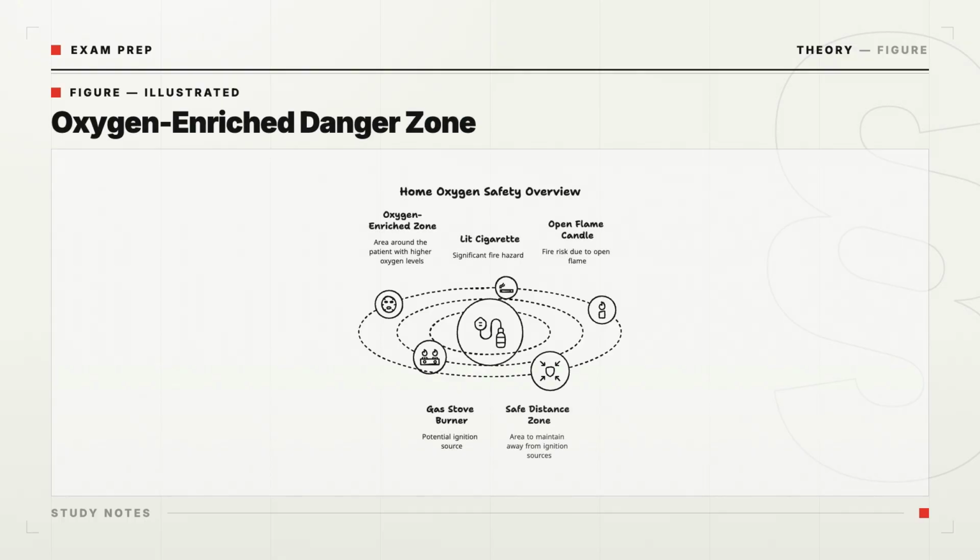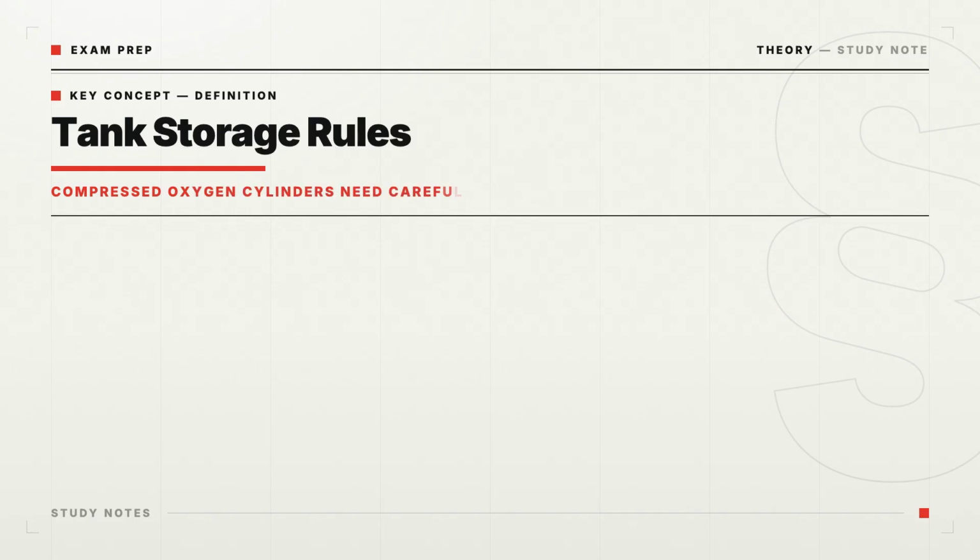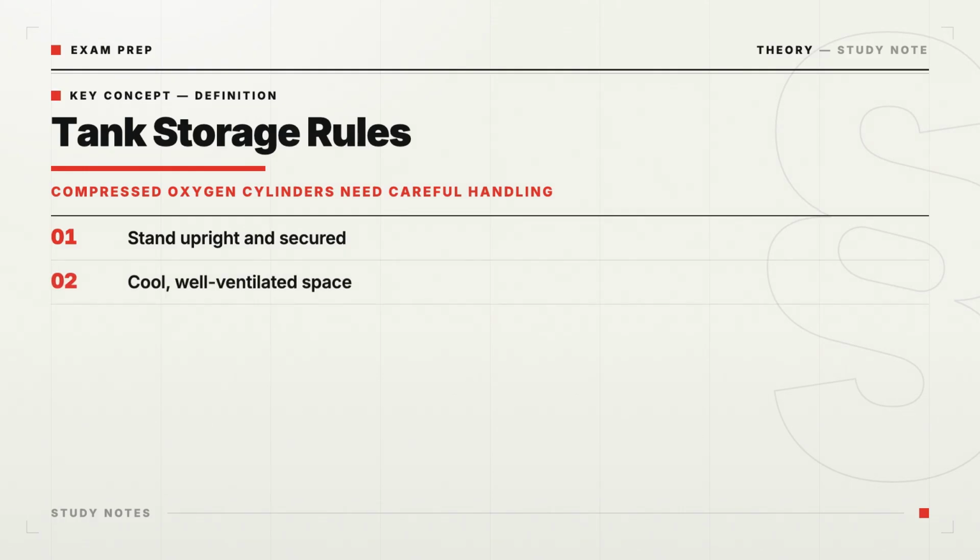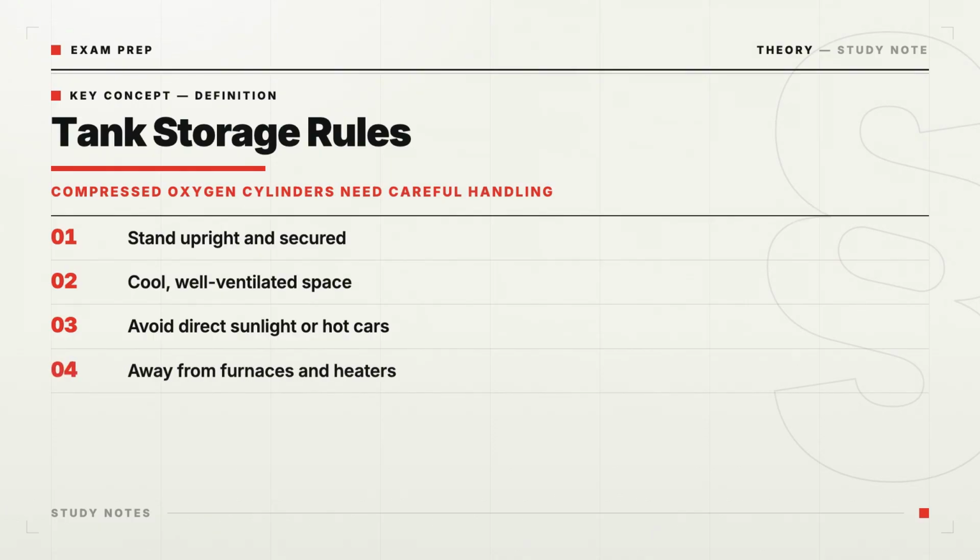Open flames and burning cigarettes are the first hazard to eliminate, since no one should smoke where oxygen is in use. Oxygen residue can saturate hair and clothing fibers. Keep equipment at least 5 feet from any open flame or heat source, and about 10 feet from a gas stove. Tanks should stand upright and secured so they cannot fall and shear off the valve, kept in a cool, well-ventilated space. Heat raises internal pressure toward failure, so sunlight, hot car trunks, and areas near furnaces are poor storage choices.